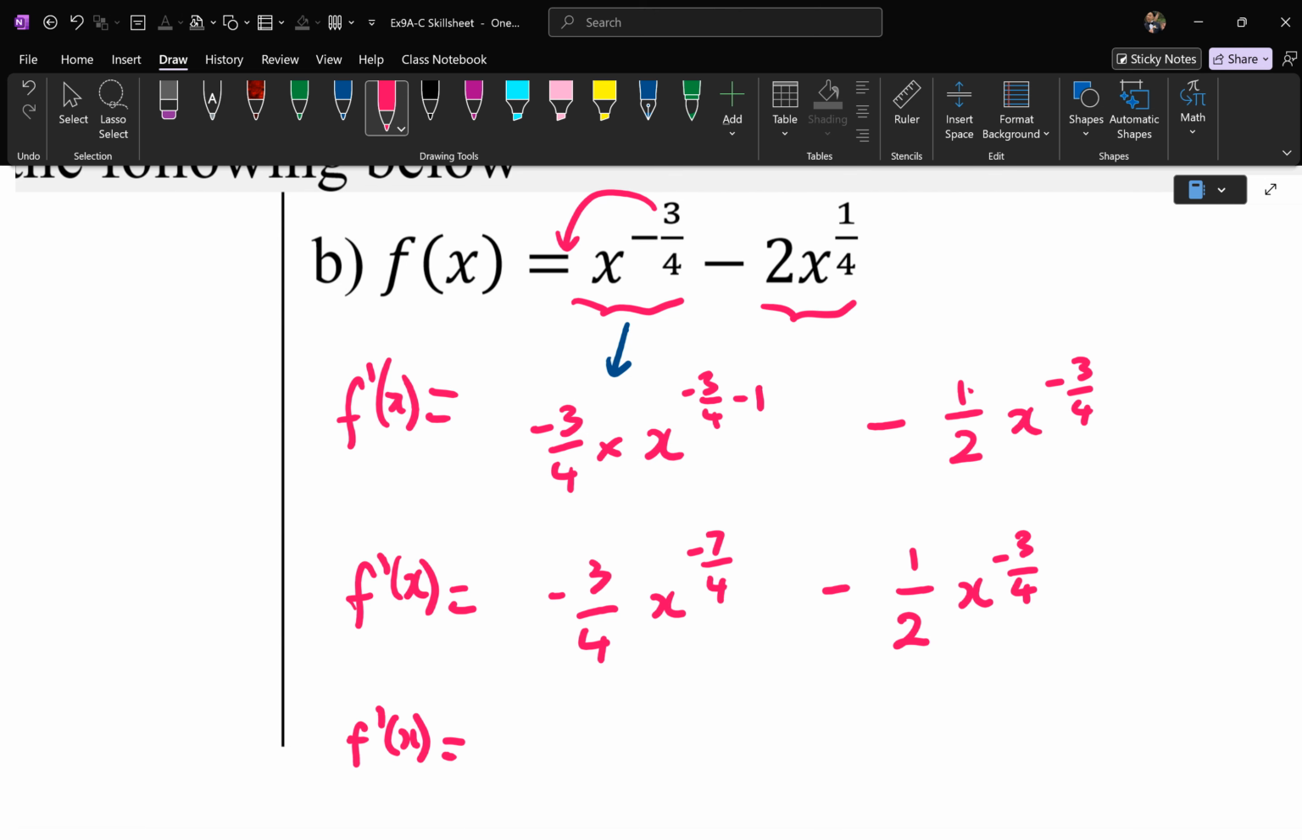Oh, it's not what we're missing, it's what they prefer. What do examiners prefer when it comes to your answers? No negative powers. That's one of the things. Make sure you don't leave your answers in negative powers. They always have it in positive powers.